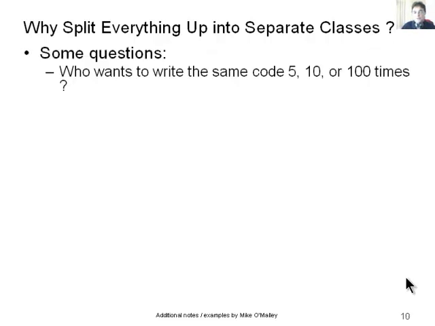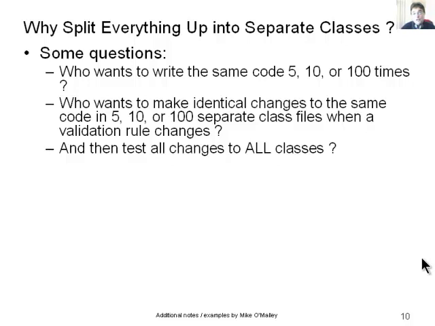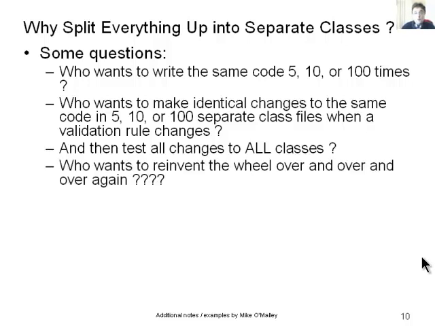So some questions. Who wants to write the same code 5, 10 or 100 times? Hands up. I can't think of anybody that would want to do that, and if you did, you'd be crazy. Who wants to make identical changes to the same code in 5, 10 or 100 separate class files when a validation rule changes or some other processing changes? Nobody would want to do that. And then test all those changes in all of the classes. You'd be there for weeks. Who wants to reinvent the wheel over and over again? Anybody? Okay, so these are all questions where you'd answer no to all of them.